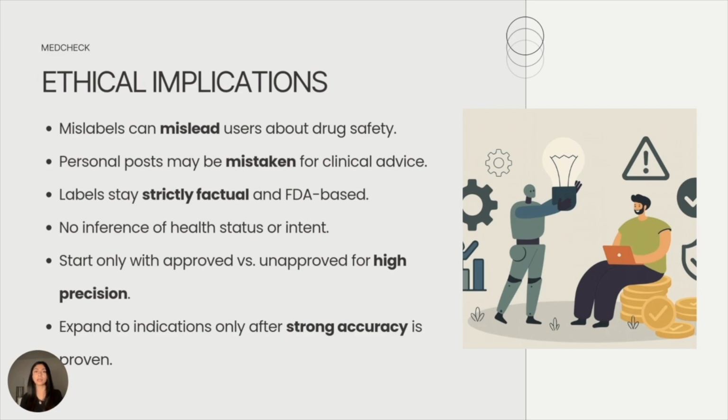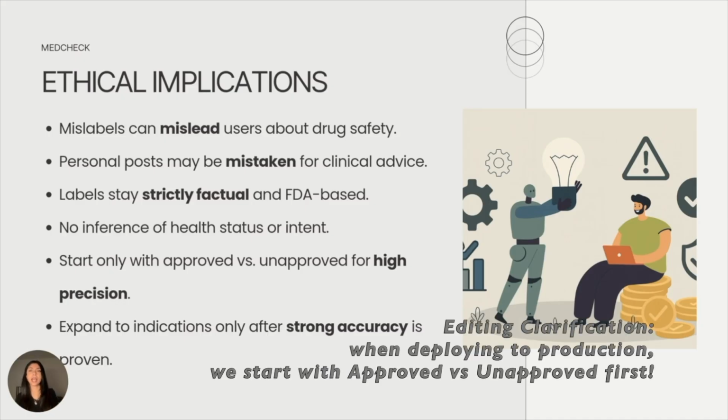So to avoid that, our labels stay strictly factual and only use FDA data, and we never try to infer someone's health status, intent, or personal condition. That's also why we're starting in the simplest, safest space, approved versus unapproved, and this keeps precision high and avoids overreaching. Only after we're confident in the accuracy will we expand to indication level checks, which require more nuance and careful validation.